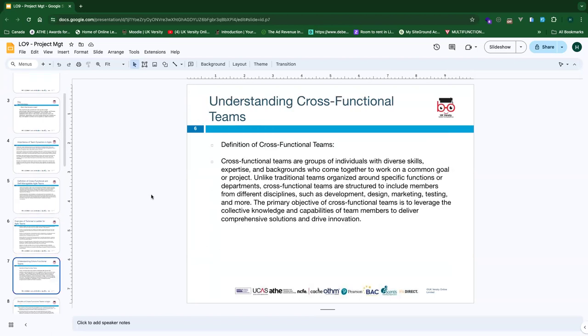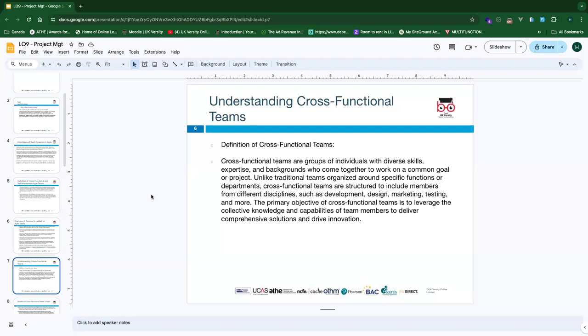And then understanding cross-functional teams. First of all, we have to know what cross-functional teams means. So cross-functional teams are groups of individuals with diverse skills, expertise, and backgrounds who come together to work on a common goal or project. So literally, everybody has a different background.